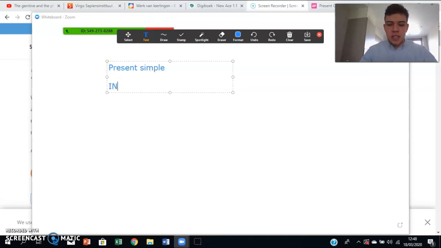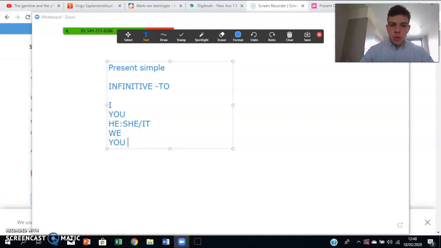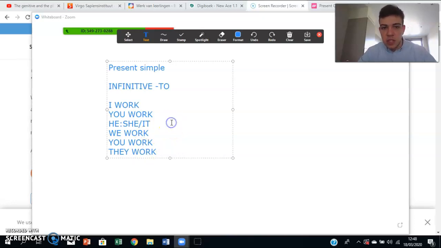which is pretty easily the infinitive, minus 'to', for all of our subjects: I, you, he, she, and it, we, you, and they. So we just write an infinitive here, for example, work, work, work, work, and work. The only time we need to take something into account is with he, she, it, where we add an s. Okay. To this rule, there are three exceptions.